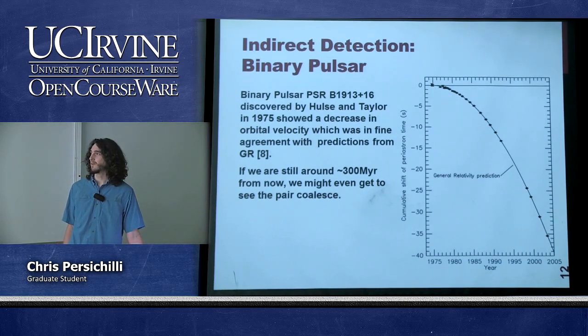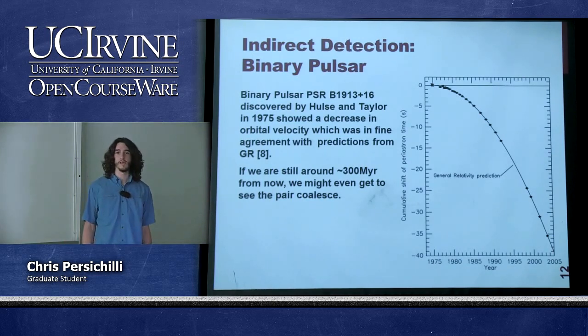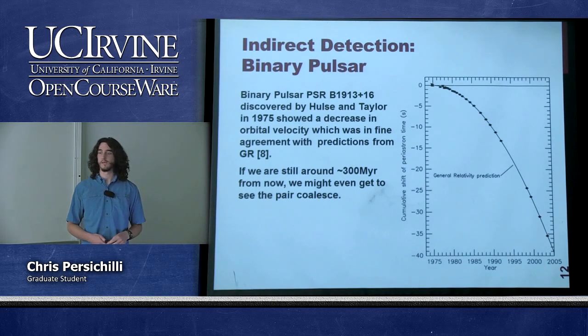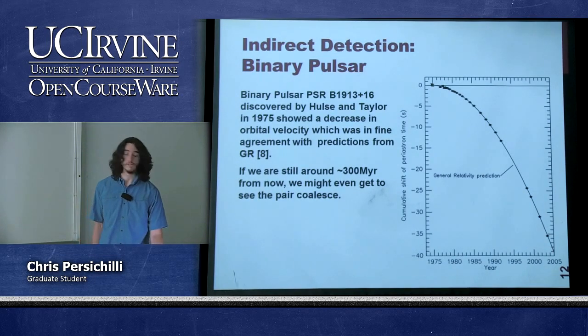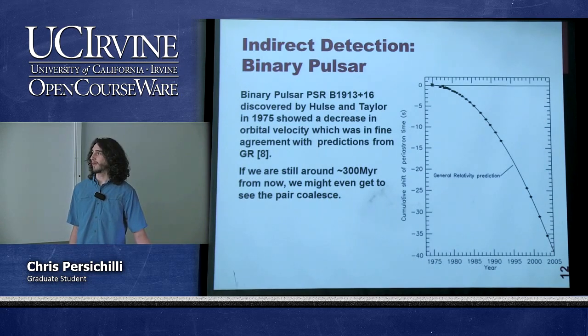which is very, very strong evidence that rotating or co-rotating bodies at least lose energy due to gravitational processes. And then, if anybody's looking in 300 million years, these rotating pulsars might merge, and we'll be able to get a signal that would be detectable with our current generation of interferometers. But hopefully we've made some progress by then.